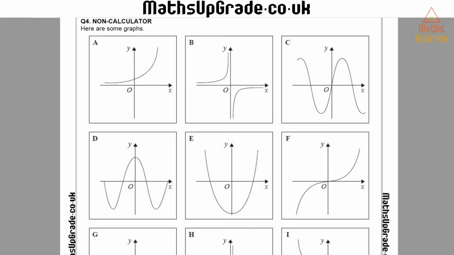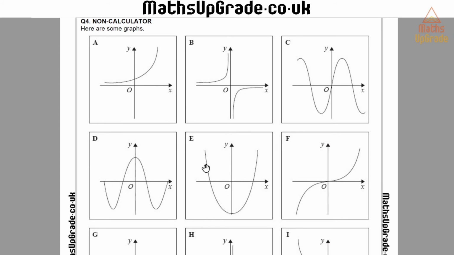Question 4. I have to match up some of the graphs with the equations which are in the table underneath. So let's just notice some of these graphs here. This graph here is known as an exponential function. So this is where you're looking for x as being a power of a number. This graph here is known as a reciprocal. This graph here is known as a sin curve, so a trigonometric function.